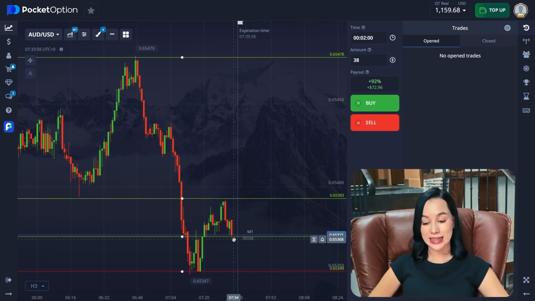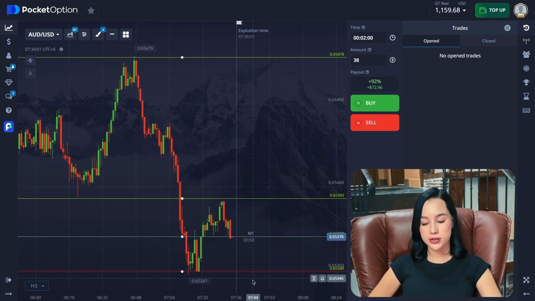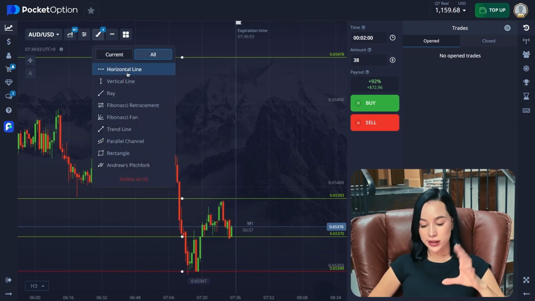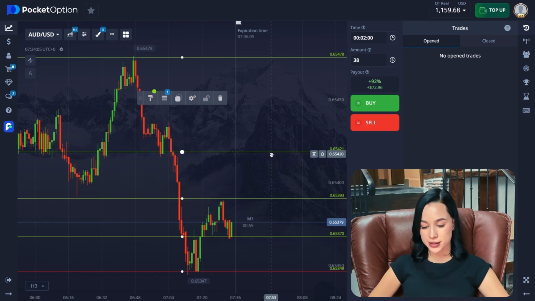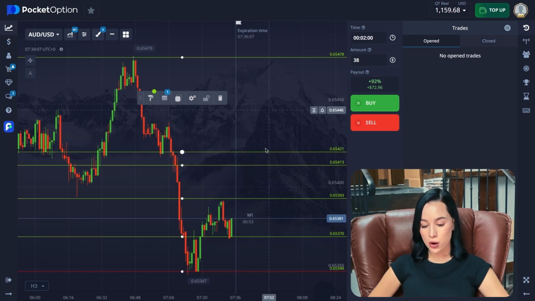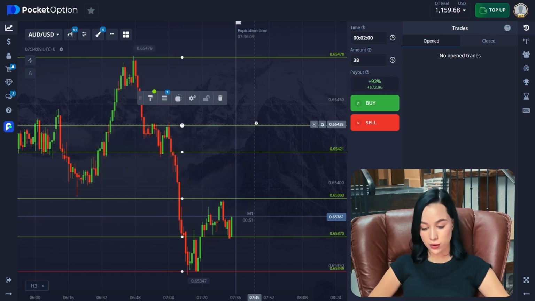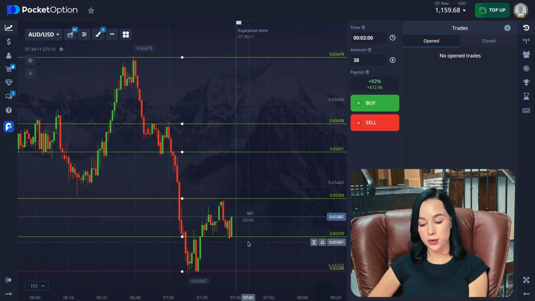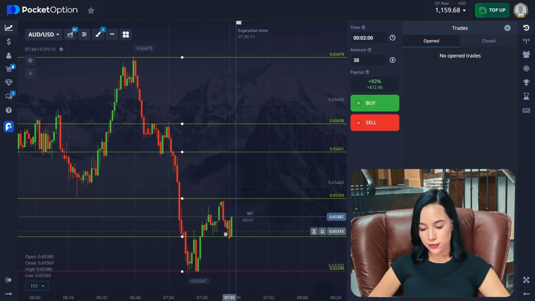But the thing is that these are the main support and resistance levels for some period of time, because we can find others within this range. For example, here is the support level for now. Here is the resistance level for now, for the short period of time for our price. So here's another support level, and here's another resistance level.